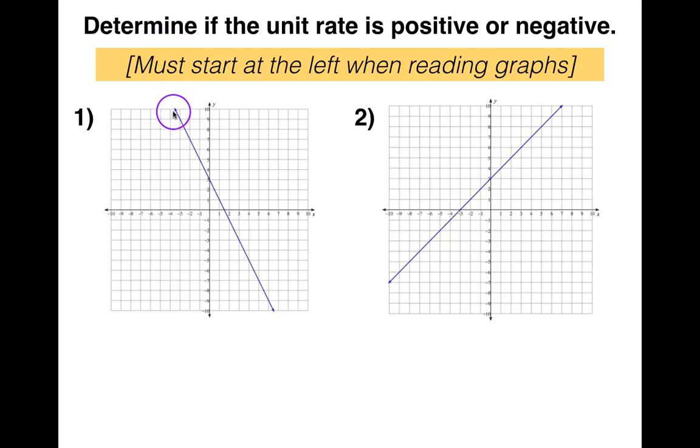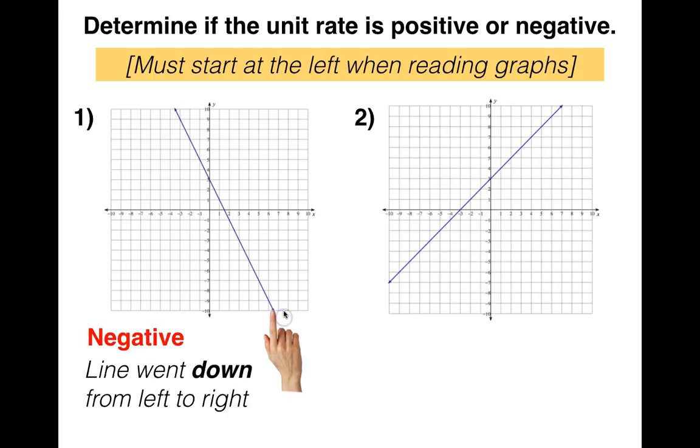So here, what you would want to do is place your finger farthest to the left and trace your line. In this case, you'll notice that the finger traced downwards. Because it did, we would call this a negative unit rate. And the reason why is because the line went down as we were reading it from left to right.